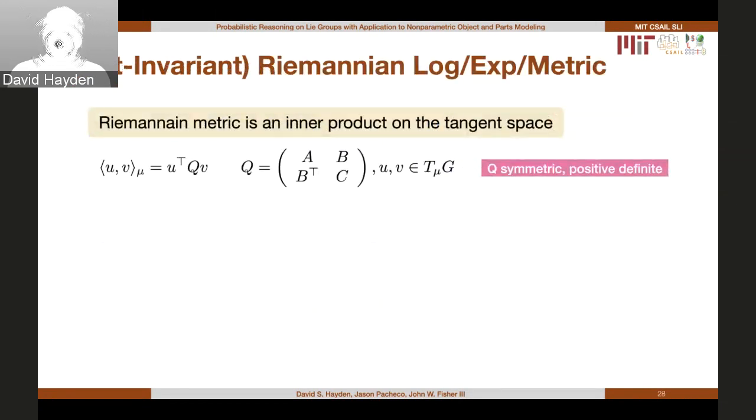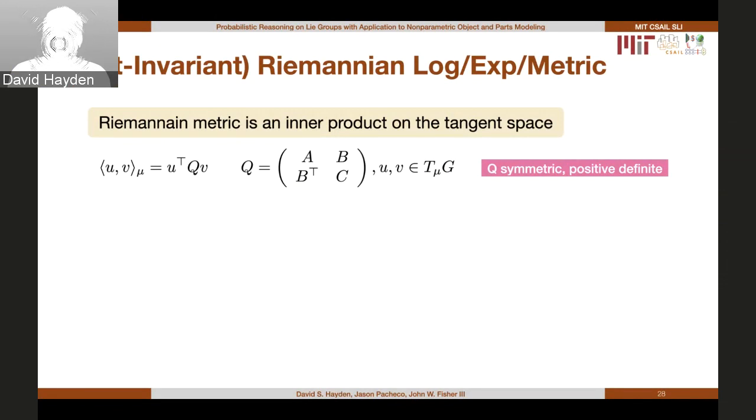So that allows us to have a local linear approximation about any element and to map to and from the group and the local space about that group, the local approximation that's linear in a vector space about that group. Now, to have a distribution on the tangent space about any element of the group, we need to have a Riemannian metric, so some notion of distance.